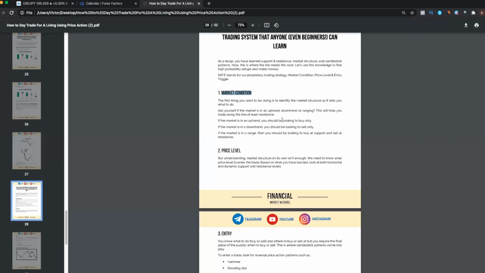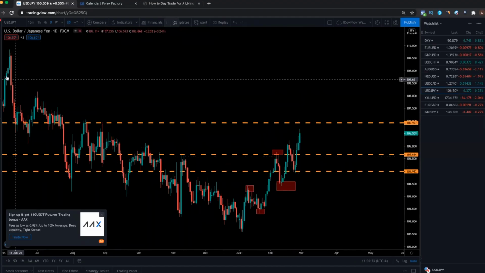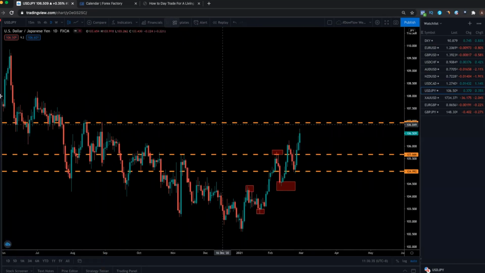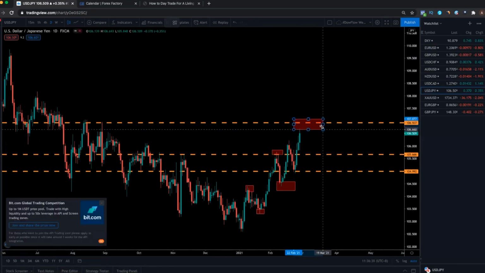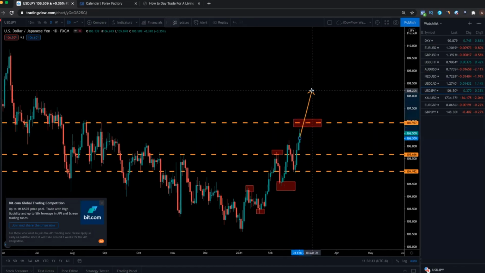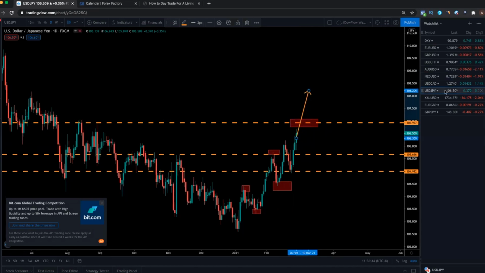Okay, remember MPE, market condition. So if the market is in an uptrend, we should be looking to buy. So this is an uptrend. Please do not go counter trend and look for a setup to short here. Okay, this is a very low probability setup. Right, what price might do is it might just go all the way up. Okay, so please don't do that.